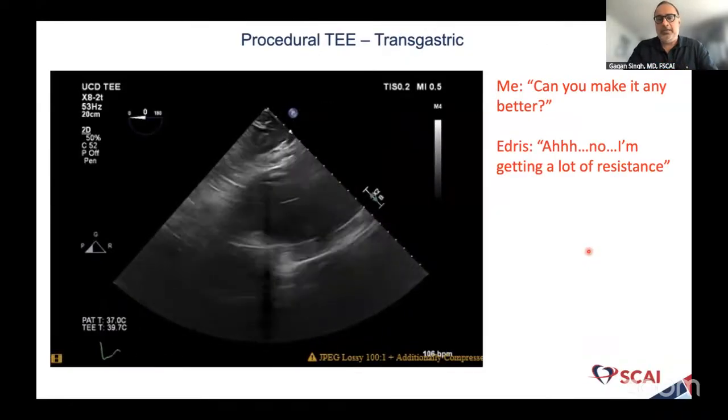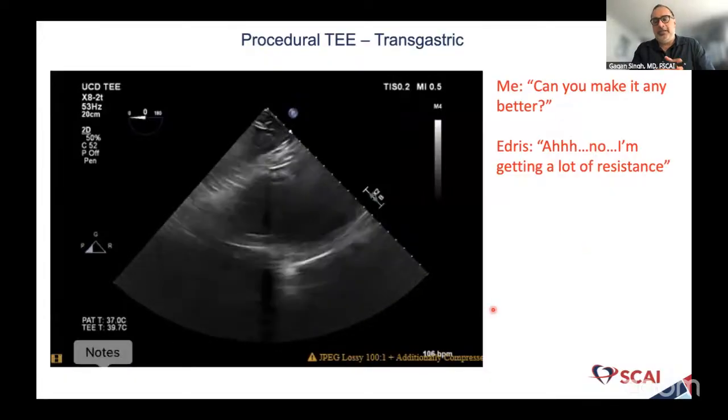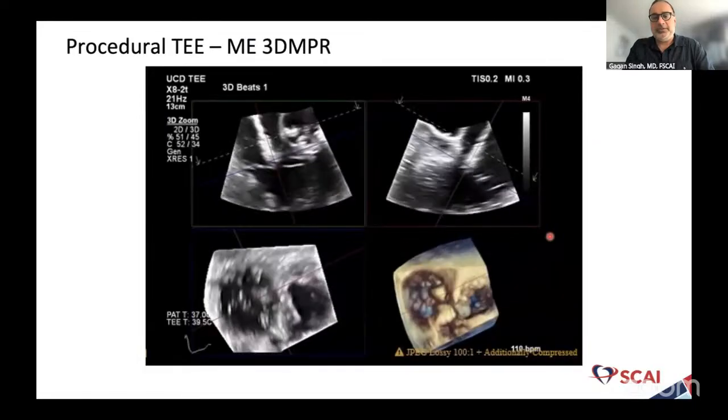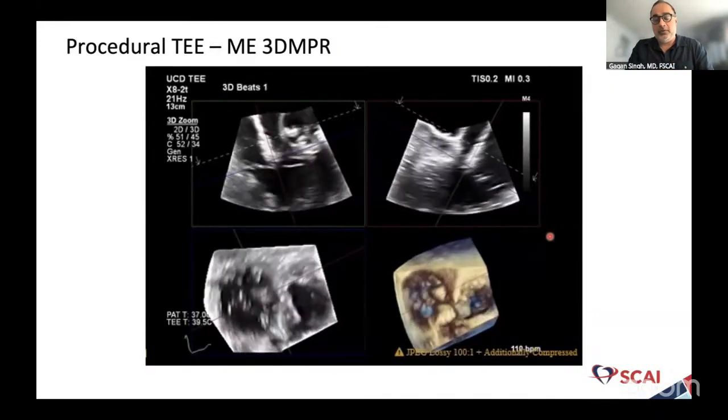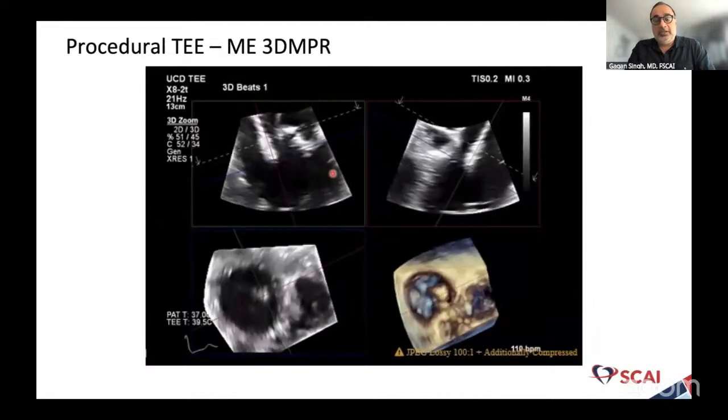So I'm like, hey, I'm seeing this transgastric, and I usually tell Idris, I'll wait for you to make it better, and is there anything you can do? And he says, nope, I'm getting a lot of resistance. So this was the extent of our transgastric view for this particular patient. So now we're walking into a case where mid-esophageal windows are okay, but transgastric windows are less than optimal, I should say.